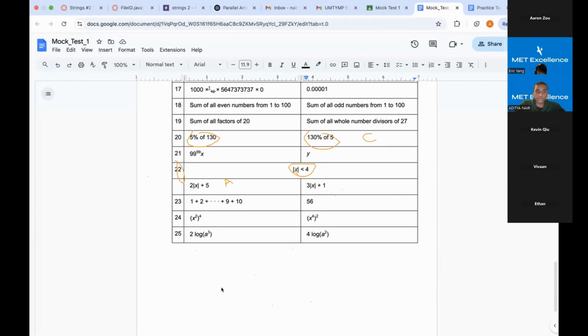All right, for number 23, we have 1 plus 2 plus 3, 4, 5, all the way to 9 plus 10, and on this side we have 56. Now we did learn the series rule for today, and you can definitely use that. Or, since this is technically a short series, you can also just add them together individually by writing it down, but it will be quicker if you use our method.